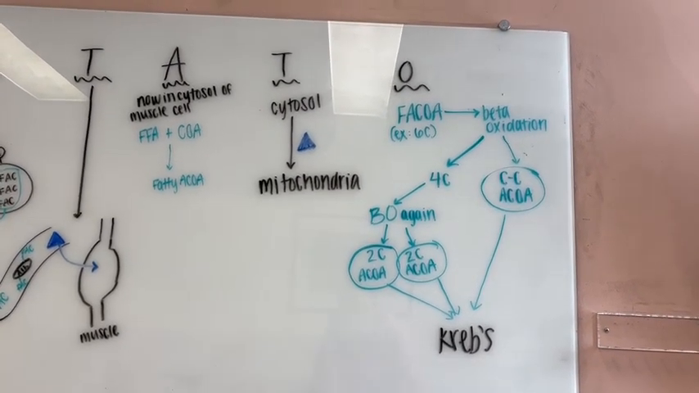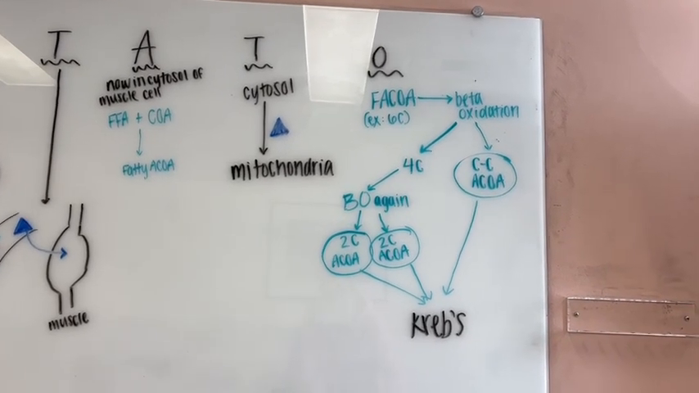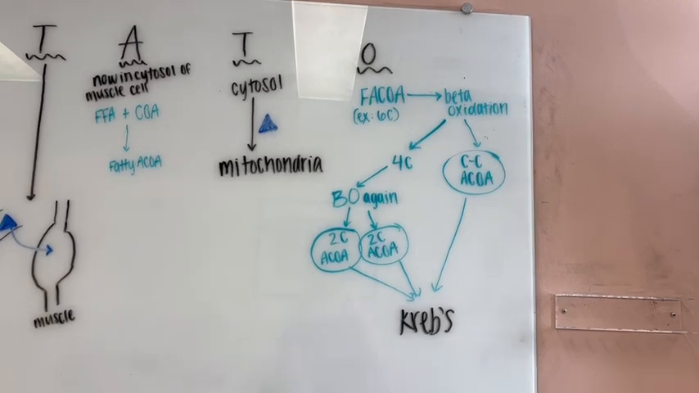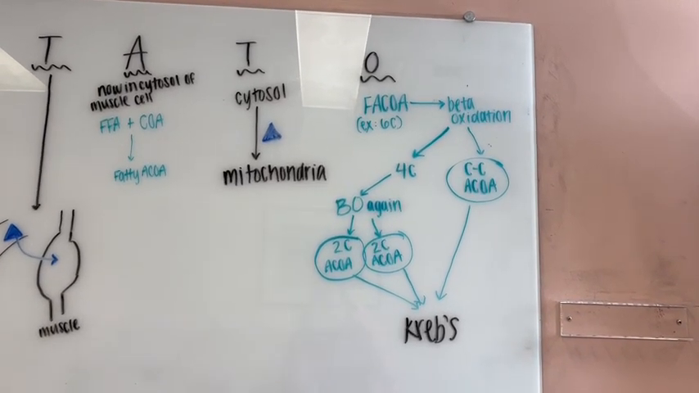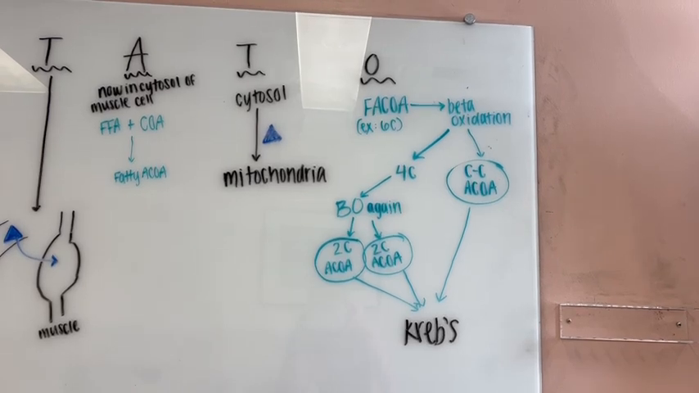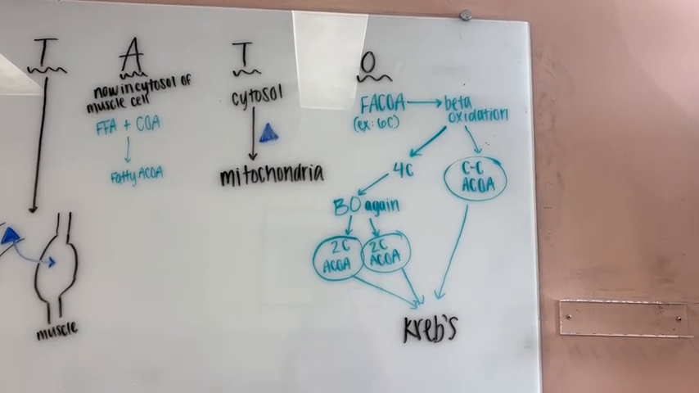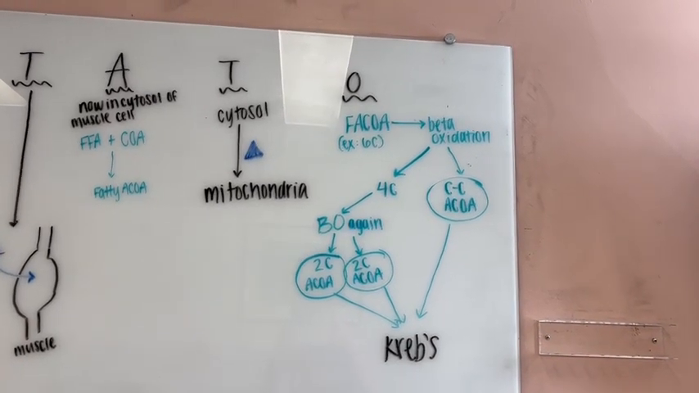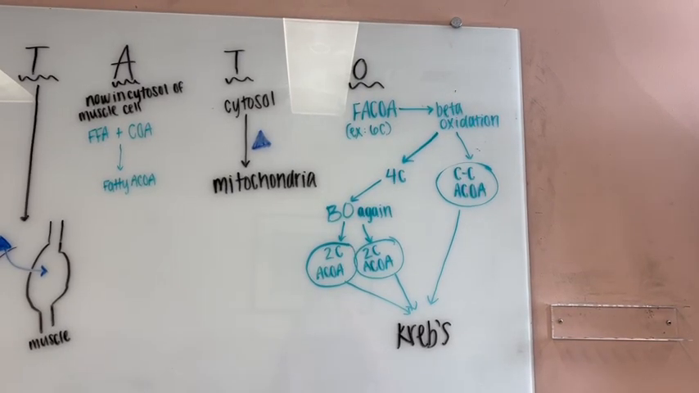So in this example, our FACOA molecule only has 6 carbons, but it can have more. And so it's going to undergo beta oxidation, which just cleaves 2 of the carbon molecules and combines it with an ACOA molecule. And then you'll have 4 carbons still left over. So in order to get those down to 2 carbons, to go with another ACOA, which is the goal, you'll have to go through beta oxidation again.